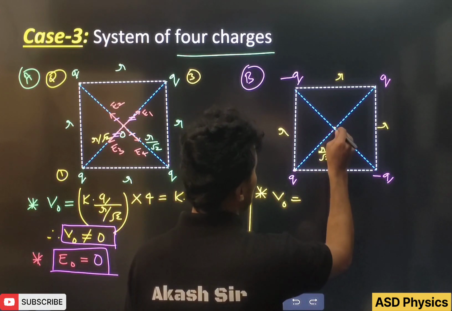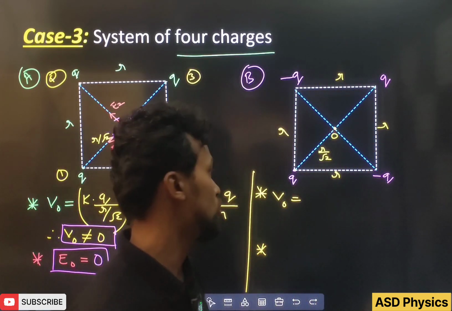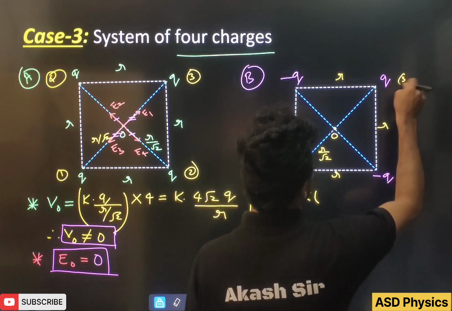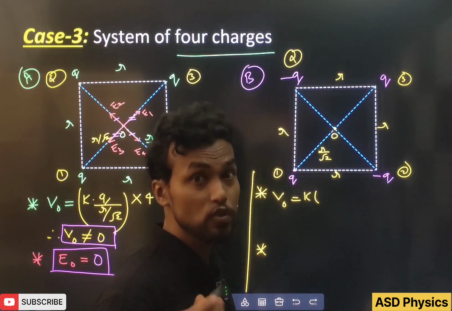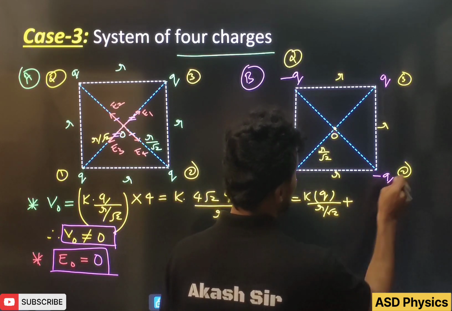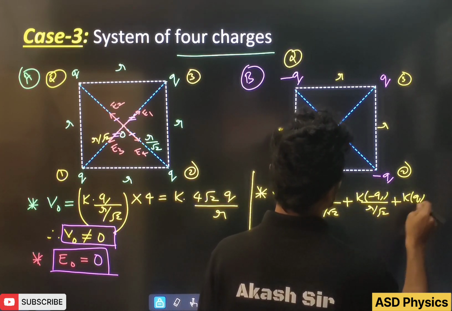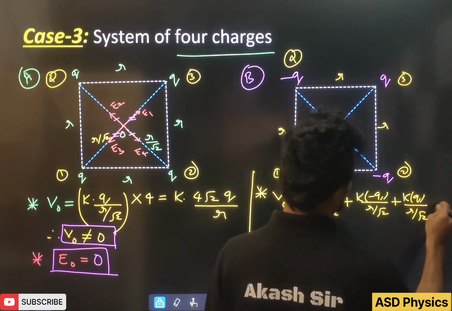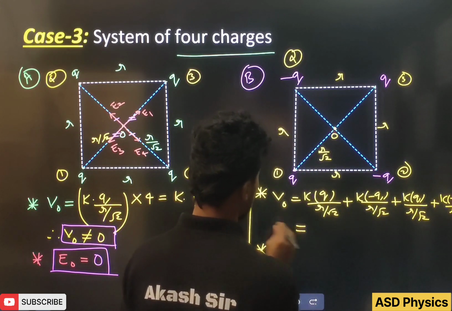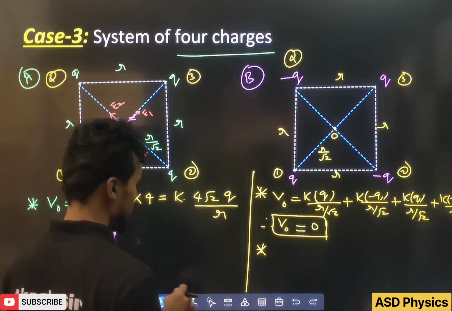So the potential at point O will be how much here? Guess and tell. Sum of the charges: Q minus Q, Q minus Q, how much? 0. That means the potential will be 0. See please here. This is 1, this is 2, this is 3, this is 4. I am doing very basic level so that everyone should understand. So what will happen here? K into Q by R by root 2, plus due to this one, K into minus Q by R by root 2, plus K into Q by R by root 2, and this one here, K into minus Q by R by root 2. That means the potential is coming 0. Okay.